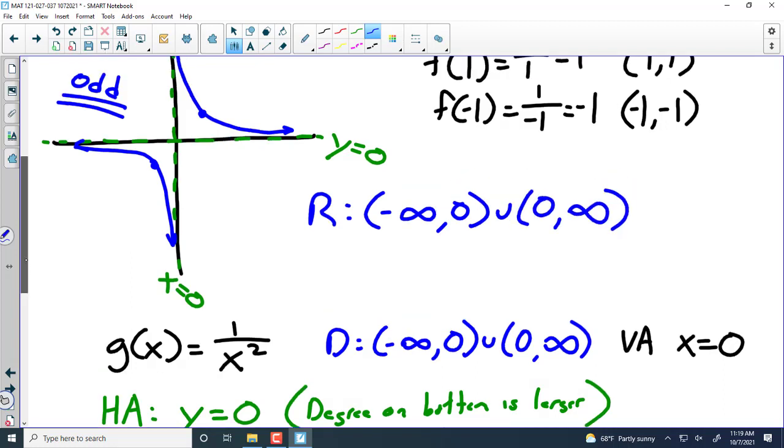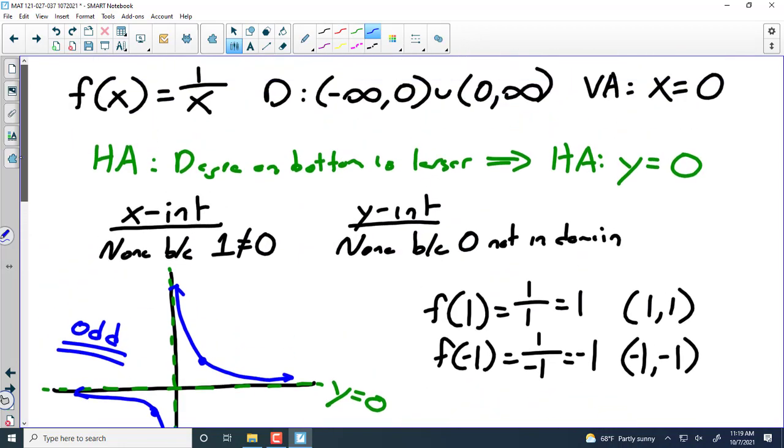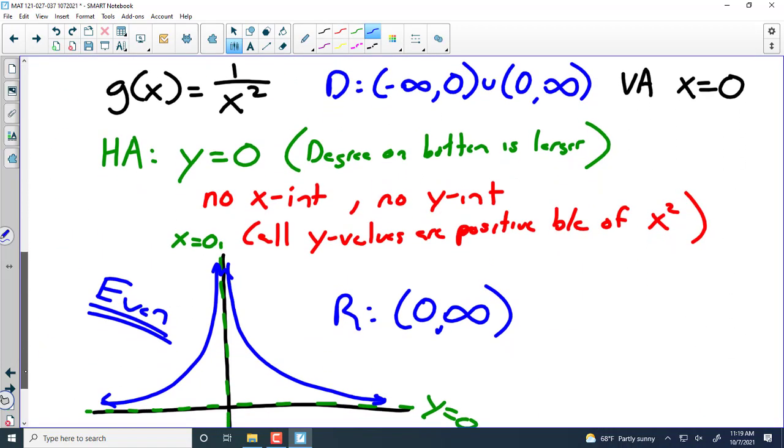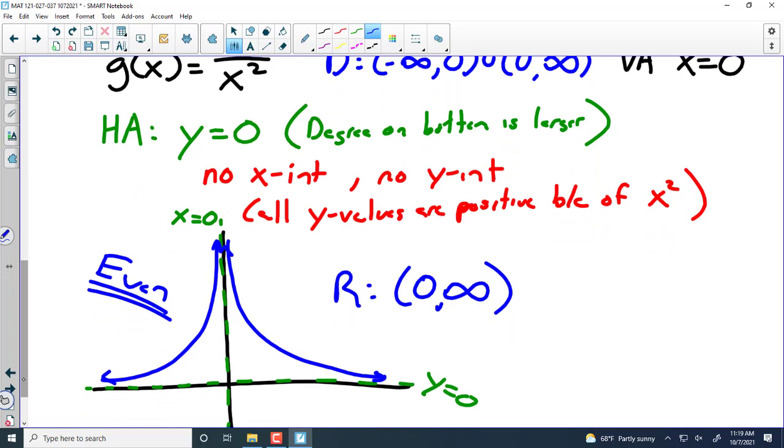So these two functions, 1 over x and 1 over x squared, actually come up quite a bit, so I just wanted to make sure you had them in your notes. They're friends. I've decided they are friends.